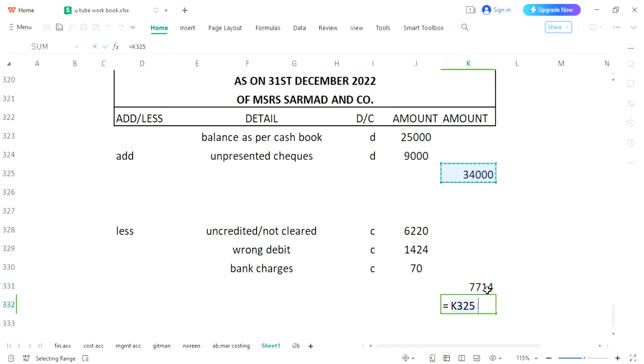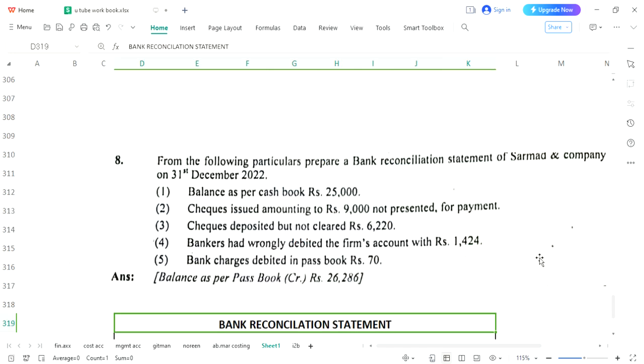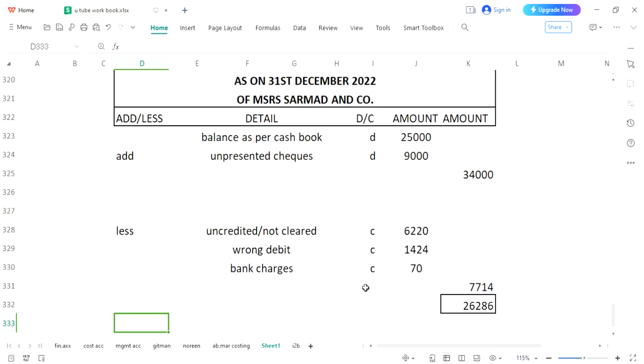Sum of debit side was 34,000. You will subtract sum of credit side. This is 7,714, and as you can see your answer is 26,286. Answer has been completed. Now next thing is how you will write this answer.